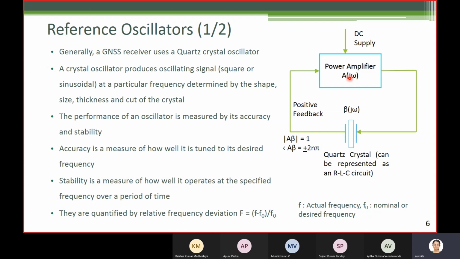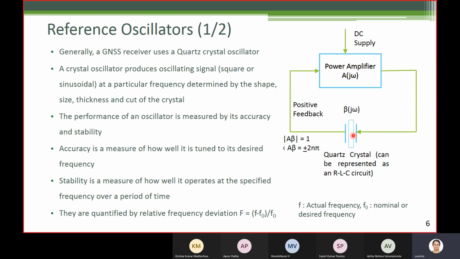Now this is a self-starting circuit. So when the DC power is applied to the amplifier, even though there is no input signal, there will always be some internal noise because of the random vibration of the molecules. So that noise, internal noise, is picked up by the power amplifier when there is no input. Okay, and it is amplified. And that amplified noise is fed to the crystal.